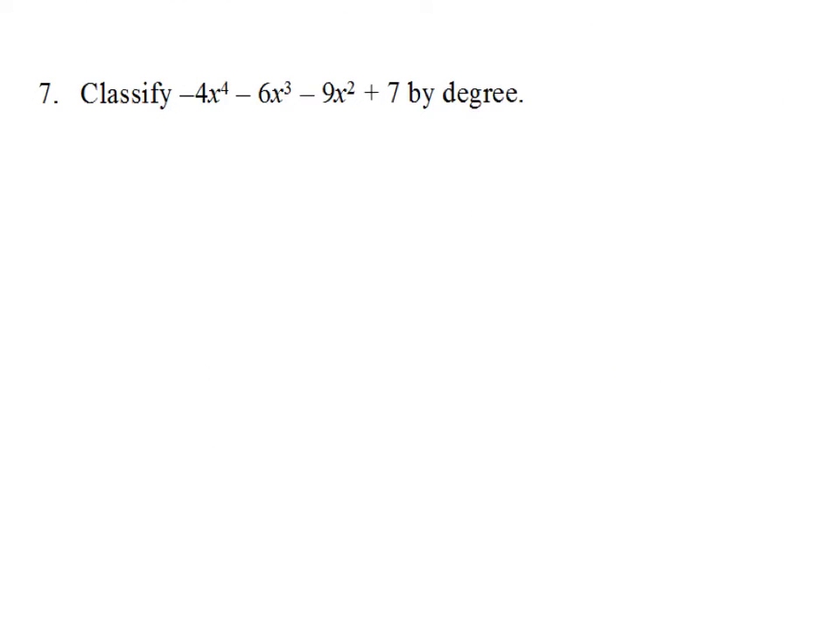All right, this problem just asks us to classify by degree. So I'm going to find my highest exponent, which is this one right here. So my highest exponent is 4, which means I have a quartic polynomial. Remember, a degree of 1 is linear, degree of 2 is quadratic, degree of 3 cubic, 4 quartic, and 5 quintic.